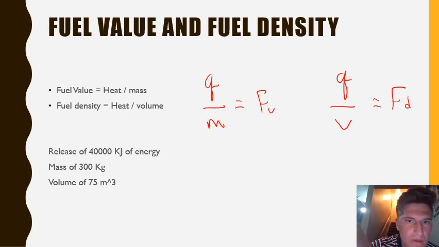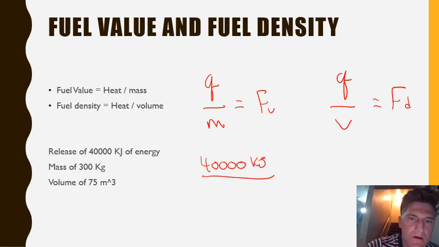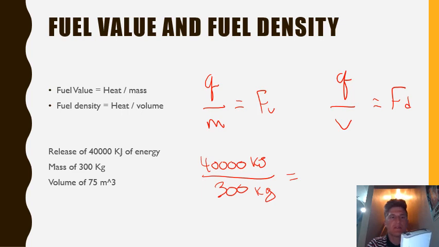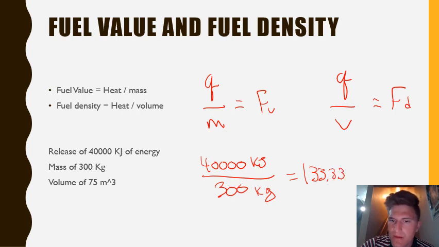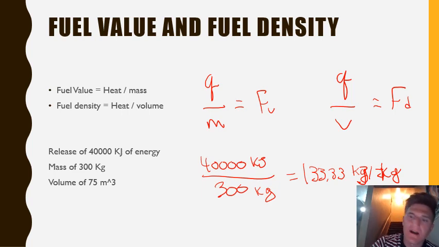And so I have just one example I wanted to use here. In this example, we see that a certain reaction releases 40,000 kilojoules of energy for every 300 kilograms of product. And so when we divide these two and take the ratio, we see that it is 133.33 kilojoules per kilogram. And that is going to be our fuel value.